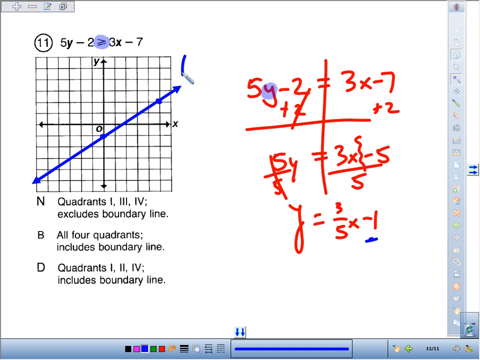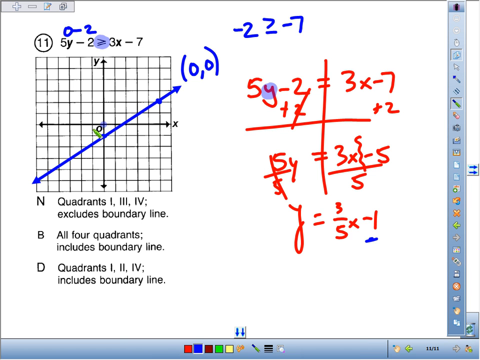To do that, test a point. And as long as it's not on the graph, test 0, 0. It's easy to plug in. 5 times 0 is 0. Minus 2, we get negative 2. Is that greater than or equal to 3 times 0 is 0. 0 minus 7 is negative 7. Is negative 2 greater than or equal to negative 7? The answer is yes. It is bigger than negative 7. So since 0, 0 worked, we shade that side of the boundary line.